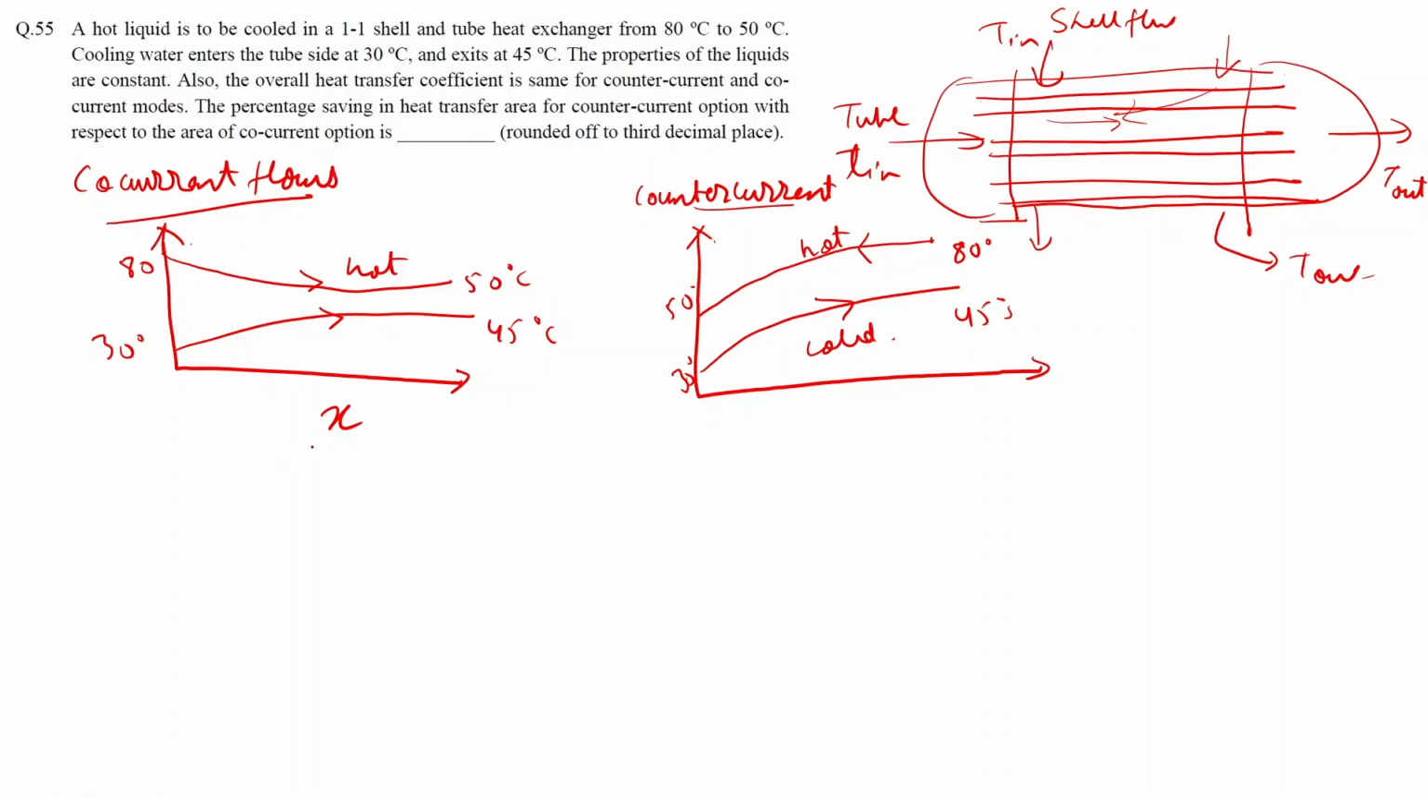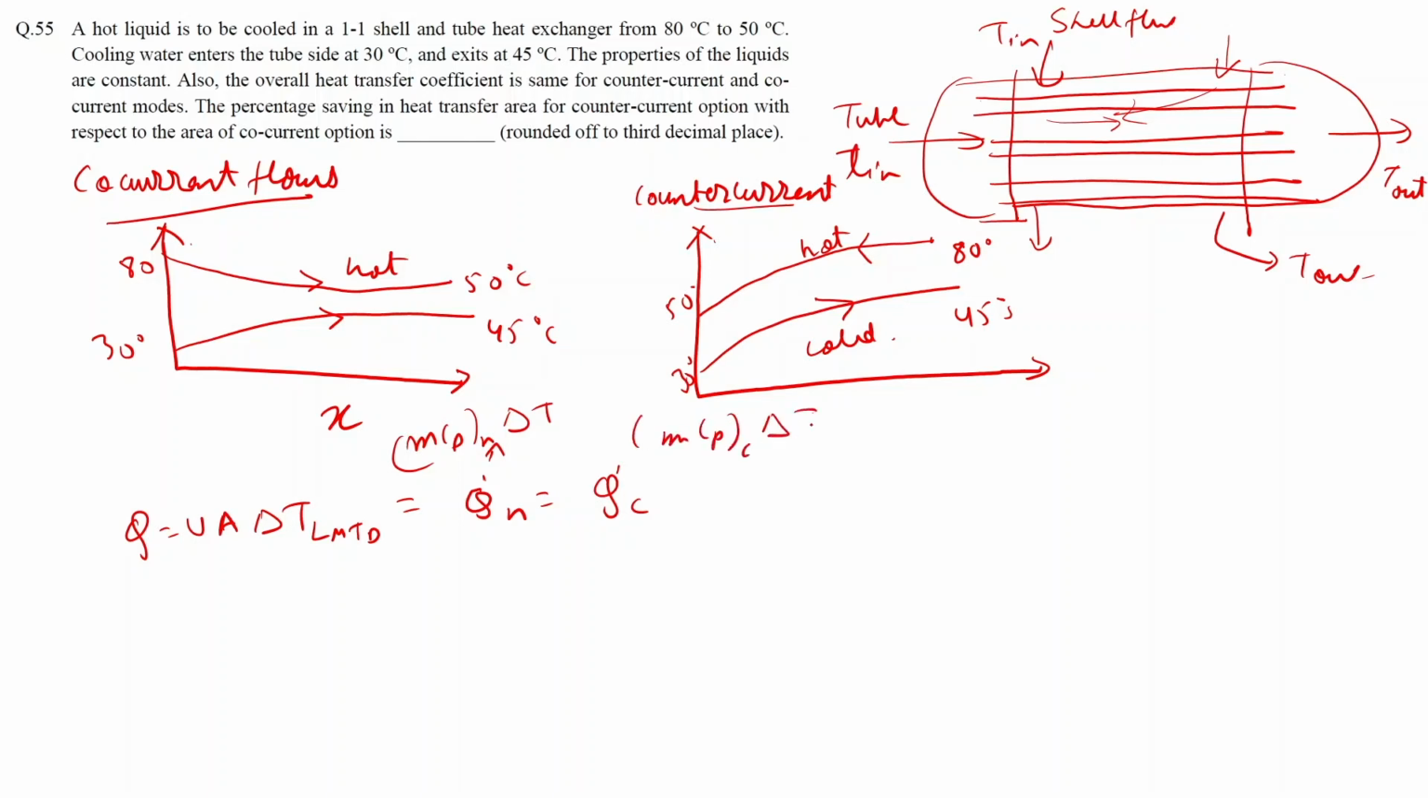So for both of these fluids, the heat exchange, usually from the energy balance, we can write that Q is given as UA delta T LMTD, and this will become QH, that is heat exchanged by the hot fluid, or QC, where QH you can write as m Cp of hot fluid into delta T. For cold fluid, you can similarly write it as m Cp of cold fluid into delta T. So ultimately we have to calculate this log mean temperature difference and then equate all these equations.